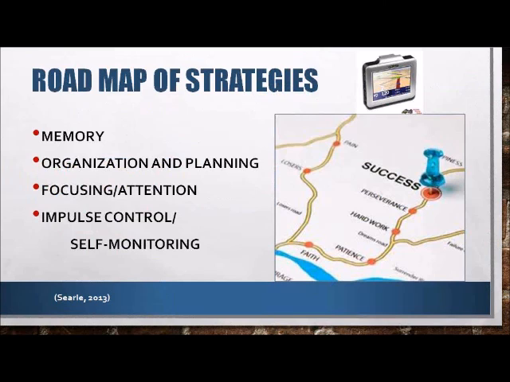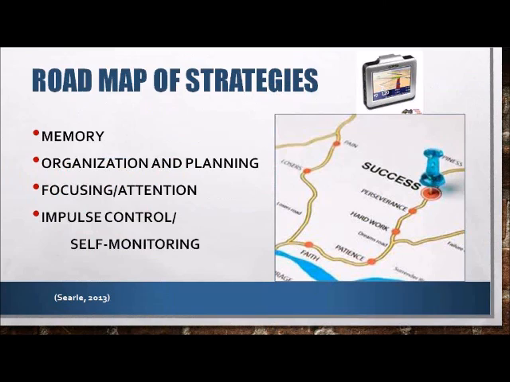Okay, so in our Part 1 last month, we talked about executive functioning and the fact that it's the part of our brain that's kind of like the GPS. That's why there's a little GPS up there that kind of drives our brain, and it's especially important in the areas of memory, organization and planning, focusing and attention, impulse control, and self-monitoring. Those were the major areas that we're looking at when we talk about executive function, and those are also the major areas that impact kids in school.